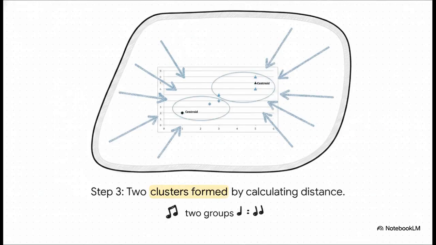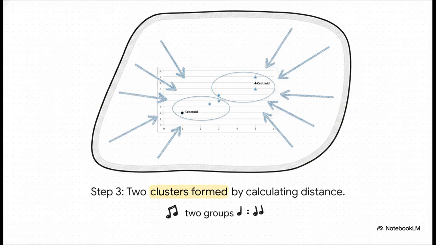Then, in step 3, the math kicks in. The algorithm calculates that Euclidean distance for every single point on the board. And it's kind of like a high-speed game of musical chairs, right? All the data points instantly rush to their closest centroid. I absolutely love that analogy. And boom!